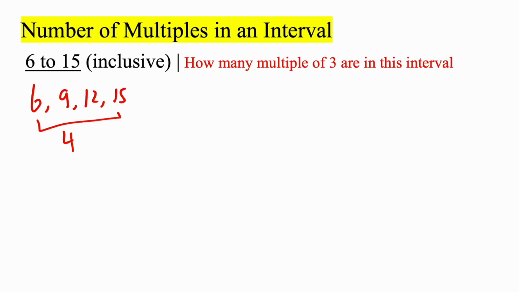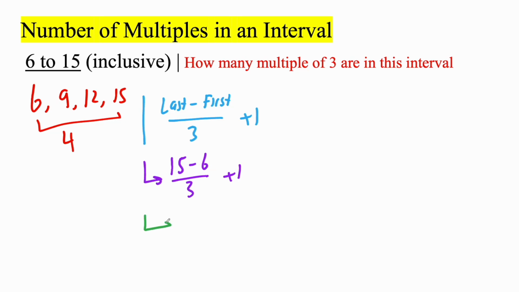And so there's a nice formula. We do the last number, but the last number has to be a multiple of 3, minus the first number, which again has to be a multiple of 3, divided by our multiple, so 3, plus 1. In this example, both 15 and 6 are multiples of 3. And so we can do 15 minus 6 divided by 3 plus 1. 15 minus 6 is 9. 9 divided by 3 plus 1. 9 divided by 3 is 3. 3 plus 1 is 4. And so we also get 4 this way.